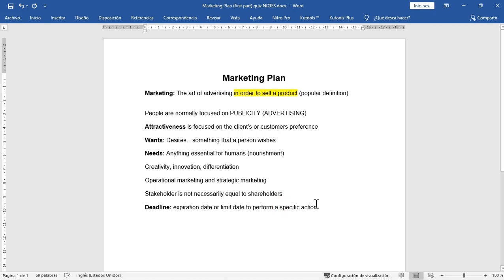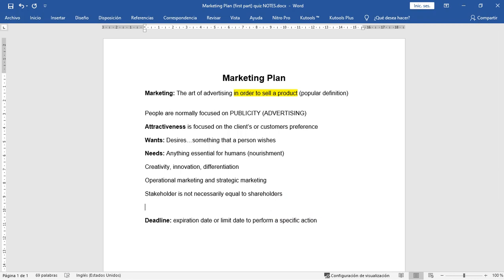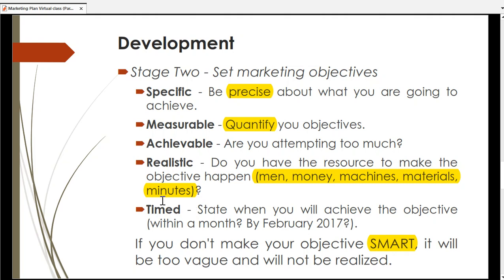Sorry, a specific action. And remember, we have to evaluate the M's, right? We were mentioning men, money, machines, materials, and minutes. The 5 M's of the objectives. So be careful with that, okay? Remember the 5 M's, really important. So let's go back. So they have to be smart. Let's continue.